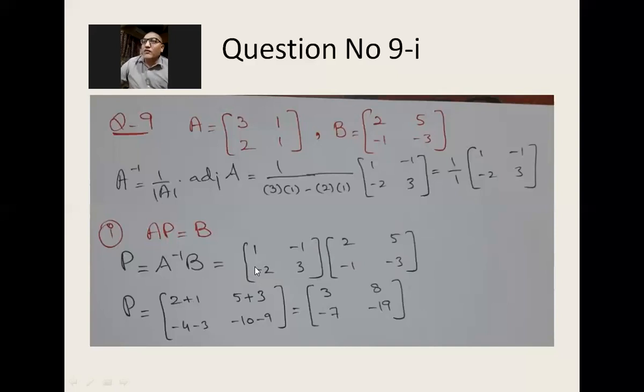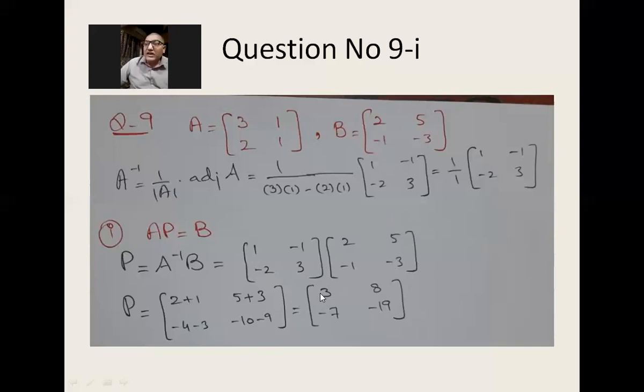Then the second row will multiply. The minus 2 will multiply with the 2. The second row will multiply with the first column. First member multiplies with the first member, plus the second member multiplies with the second member. So minus 2 multiply 2, that will be minus 4. 3 multiply with minus 1, it will be minus 3. Then this second row will multiply with the second column. Minus 2 multiply with the 5, it will be minus 10. And 3 will multiply with the minus 3, that will be minus 9.